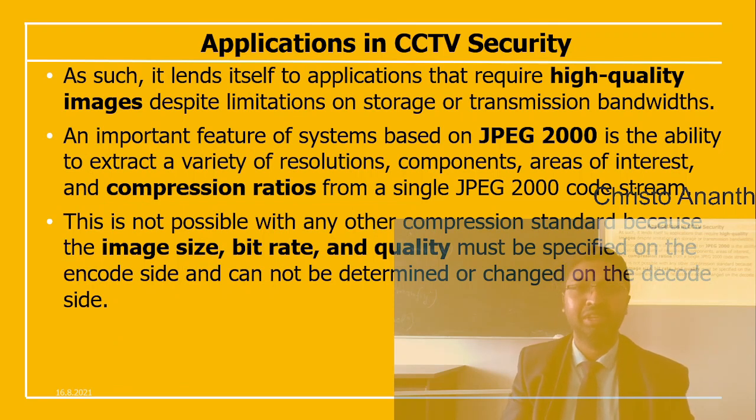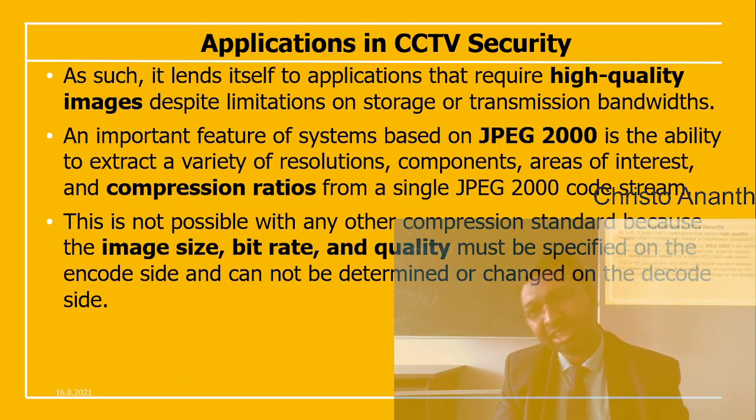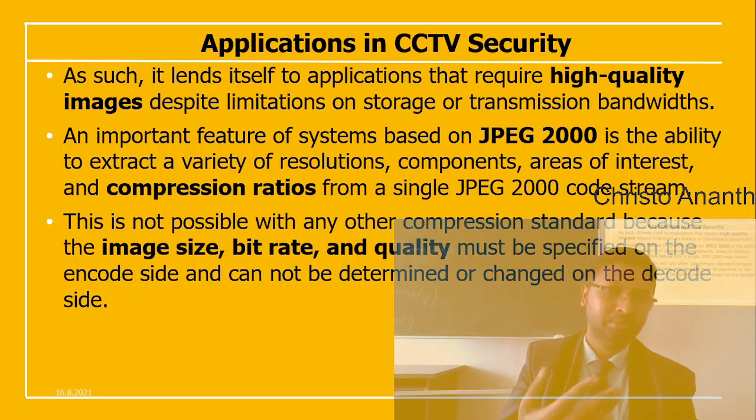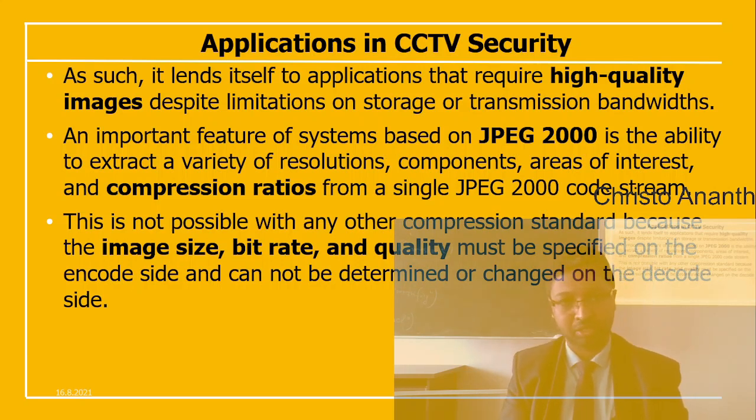So there are several applications in high quality images as well, despite the limitations on storage or maybe transmission bandwidths. One particular application of JPEG 2000 is the ability to extract a variety of resolutions, components, areas of interest, and compression ratios from a single JPEG 2000 code stream. This is not possible with any other compression standard, because image size, bit rate, and of course quality must be specified on the encode side and cannot be determined or changed on the decode side.